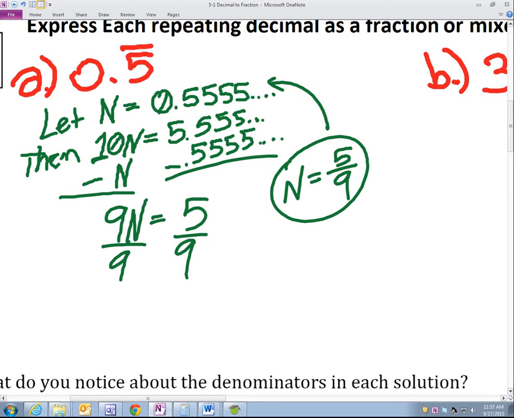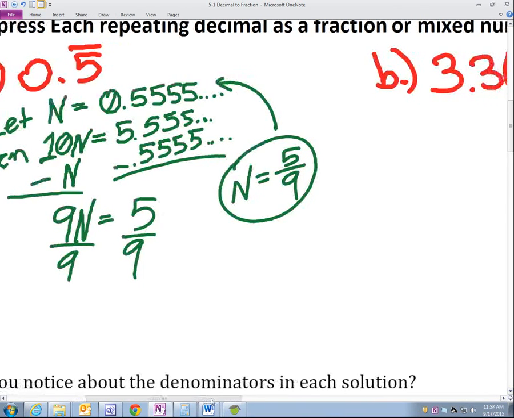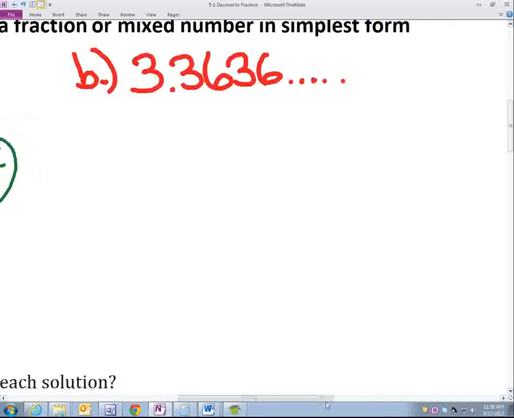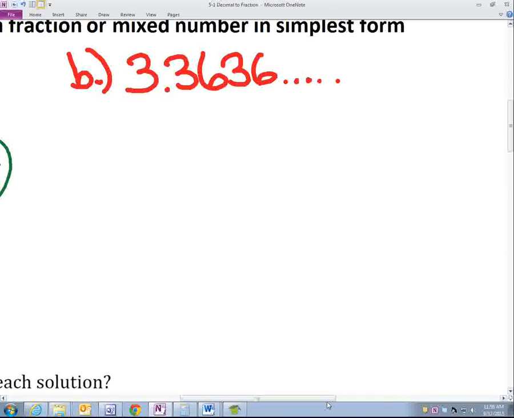And if you're just like, what is happening? Don't worry about it, because we will learn how to do that. But our main goal today is make decimals into fractions, and look what we did. We made a decimal into a fraction. Let's do another one that doesn't have to do with just the ones digit repeating.